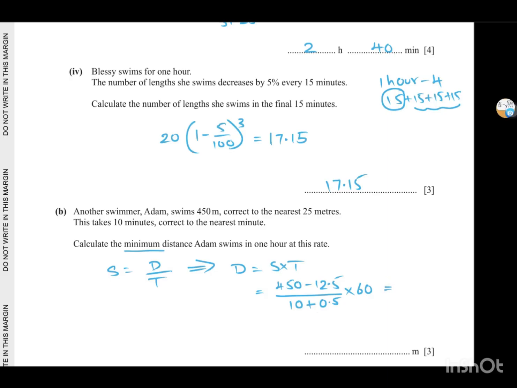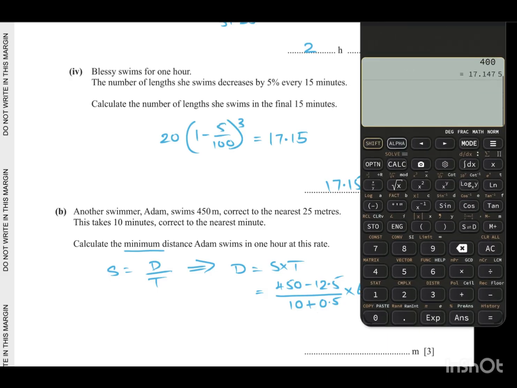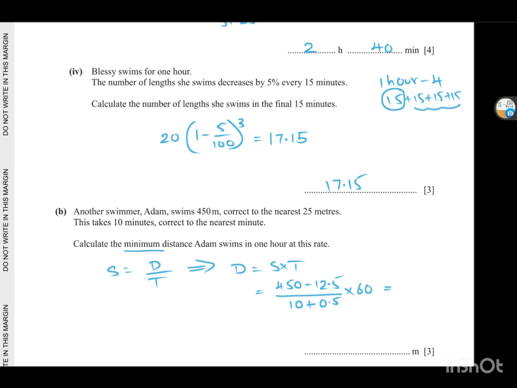That will be 450 minus 12.5 by 10 plus 0.5, into 60. Yes, so the answer is 2500. So 2500 meters will be the minimum distance Adam swims.